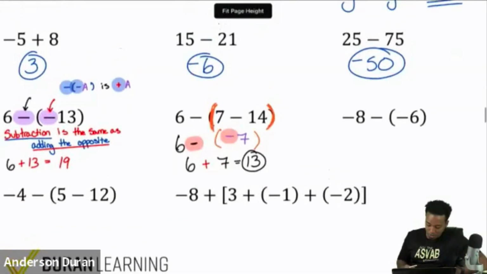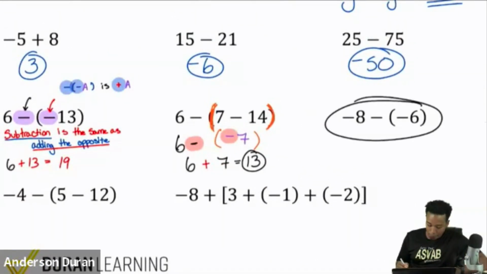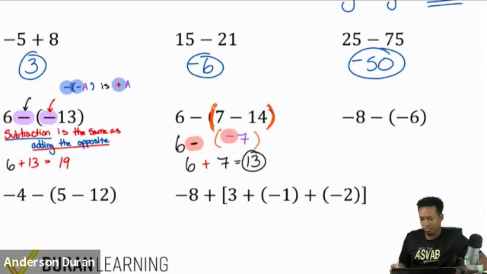Moving forward here. So if we have negative 8 minus negative 6, it's all good, Sandra. Do you understand why, though? That's the most important thing. I want to make sure you understand why. So if we have negative 8 minus negative 6, everybody, what is that going to turn into?